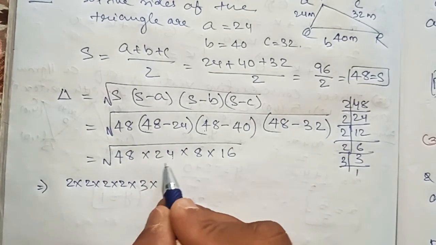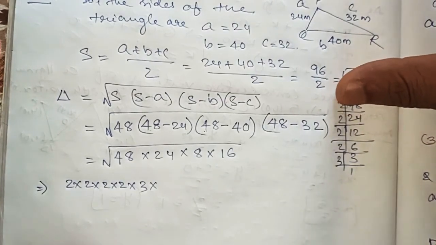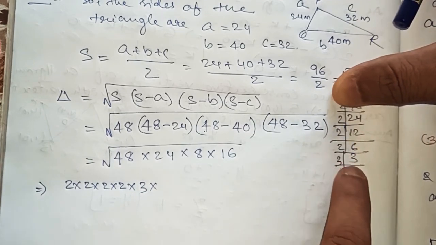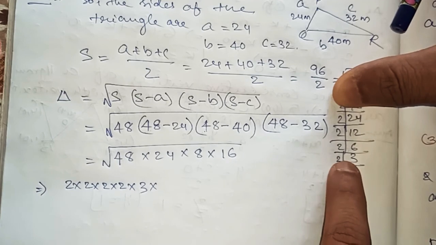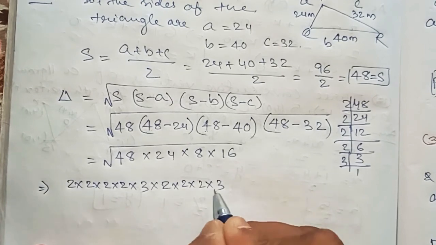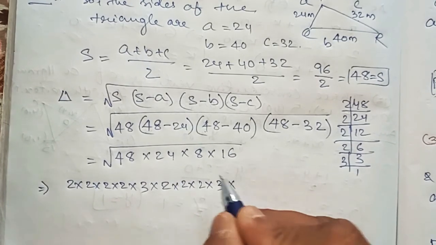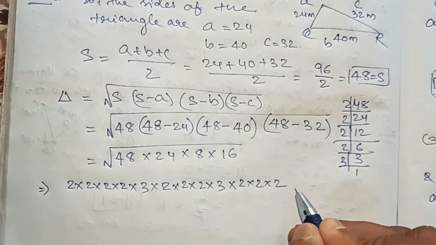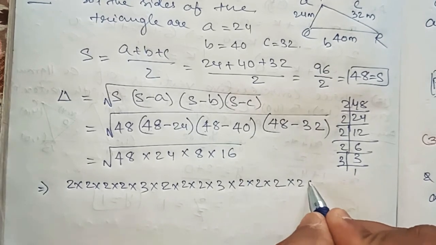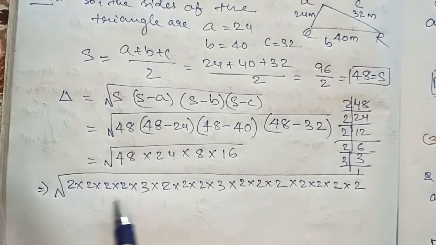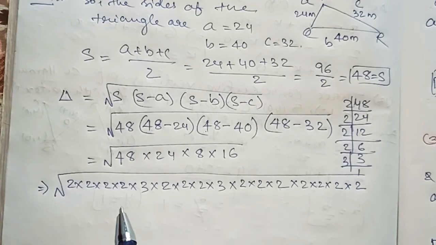Now, what are the factors of 24? 2 12, 2 6, 2 3, 3 1. So how many 2s did we get? Three 2s and one 3. 2 into 2 into 2 into 3. This is the factorization of 24. Now what about 8? 2 into 2 into 2. And 16? 2 into 2 into 2 into 2. So this is what we got for these numbers. Find the factors properly, then only you will be able to get the correct answer, remember.